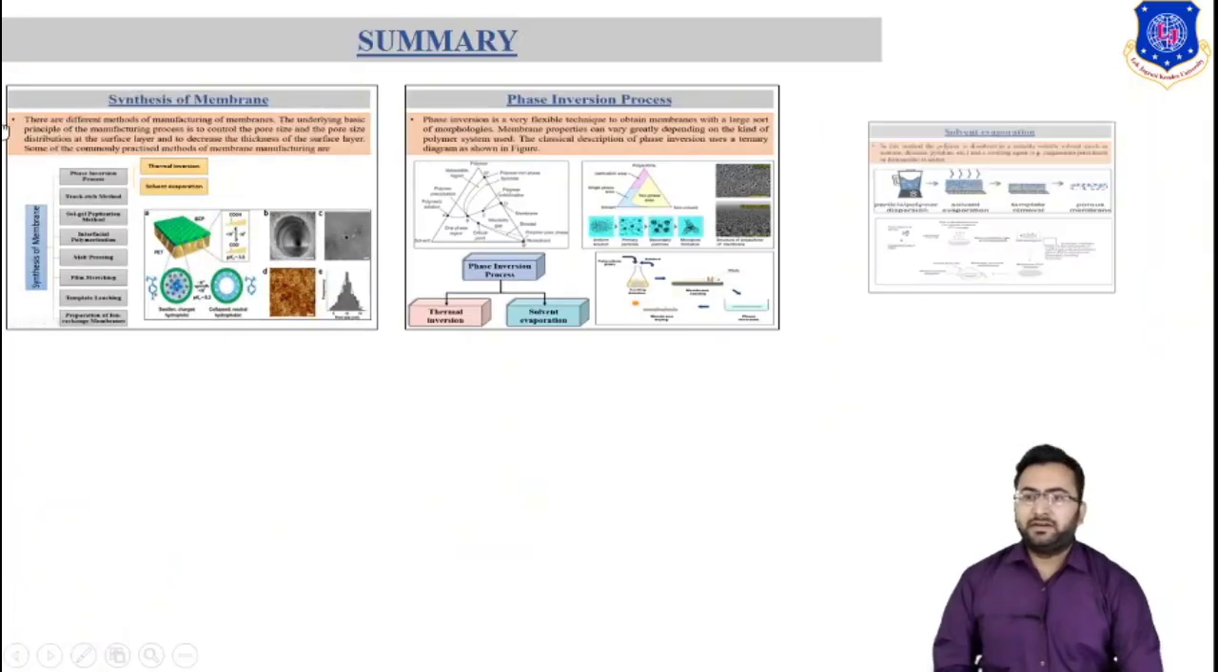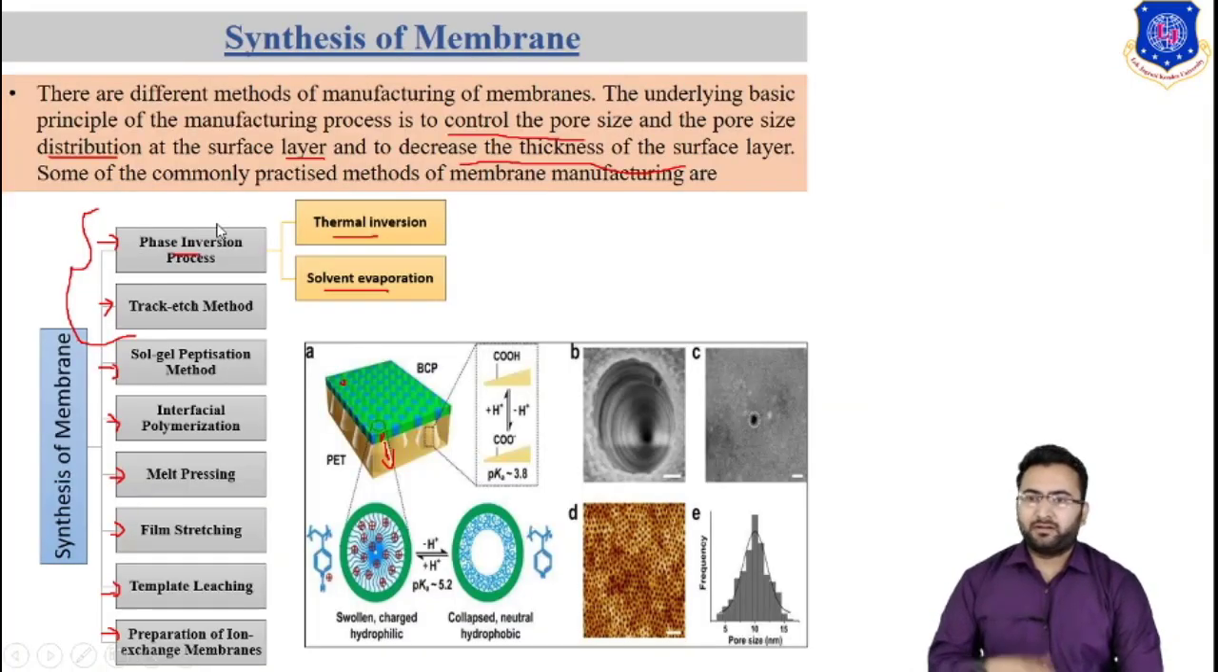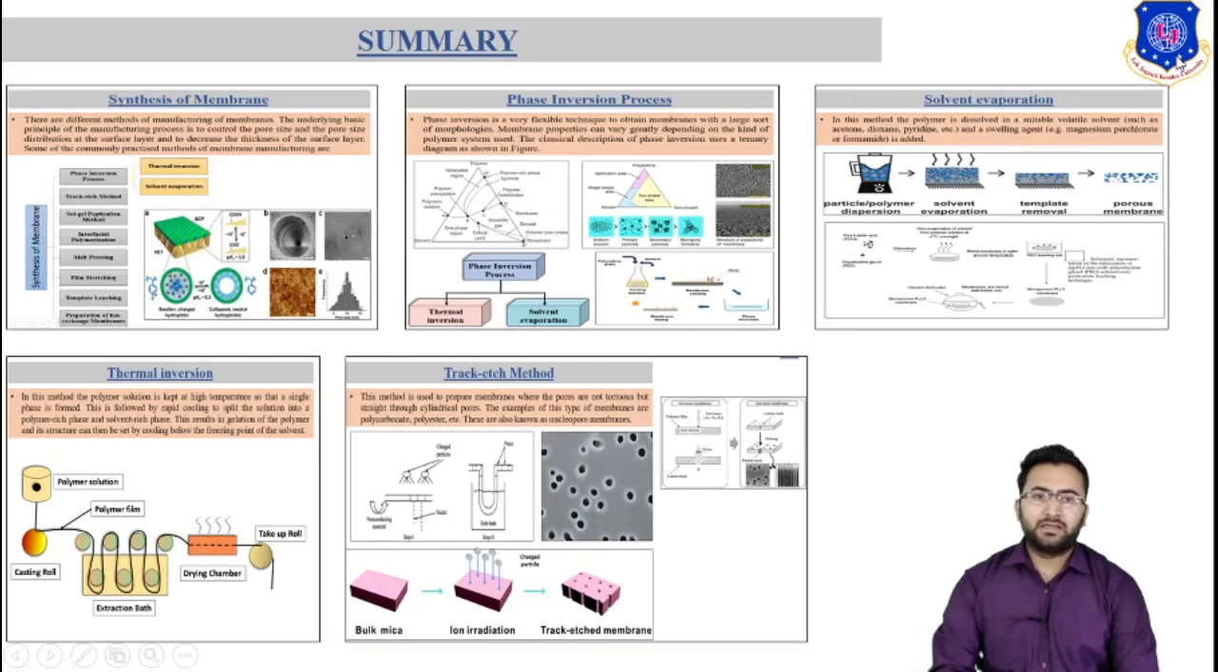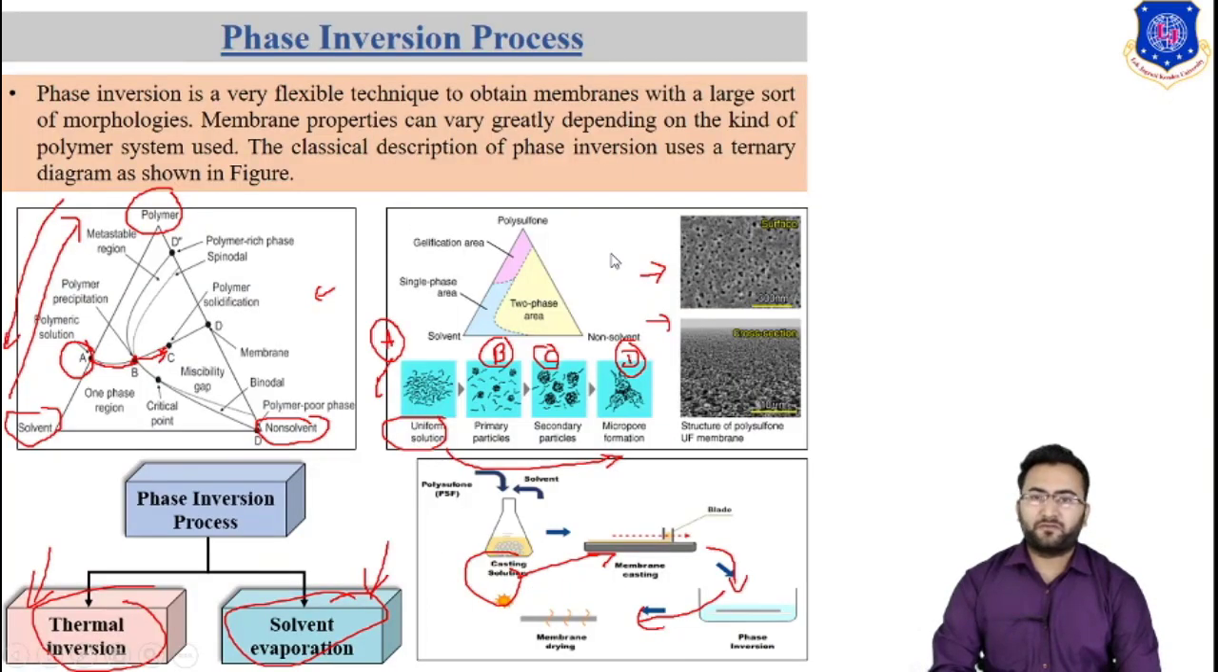So in this lecture we discussed the synthesis of membranes. There are various methods such as the phase inversion method, track-etch method, sol-gel method, interfacial polymerization method, melt pressing method, film stretching method, template leaching method, and preparation of ion exchange membranes. In this session, we studied phase inversion processes such as thermal inversion, solvent evaporation, and the track-etch method. Then we discussed in detail the phase inversion method, where we discussed a ternary diagram in which solvent, polymer, and non-solvent are the three sides of the triangle.